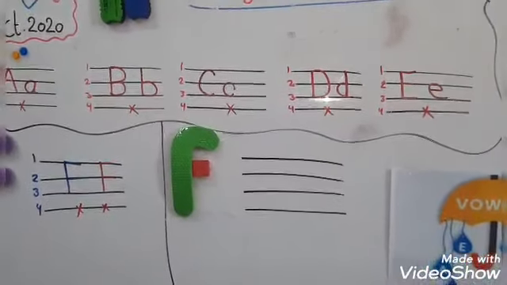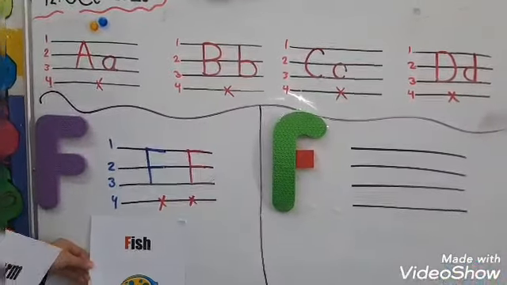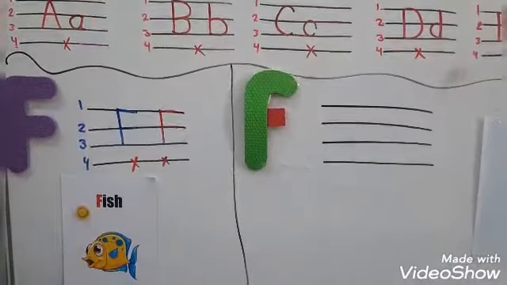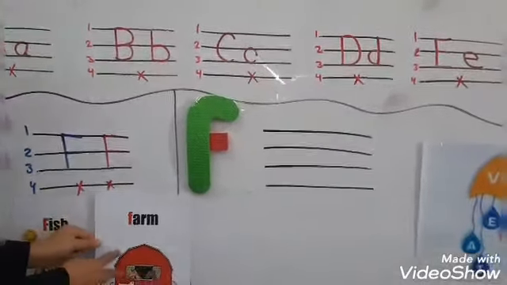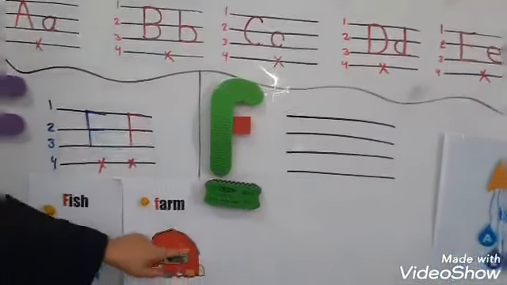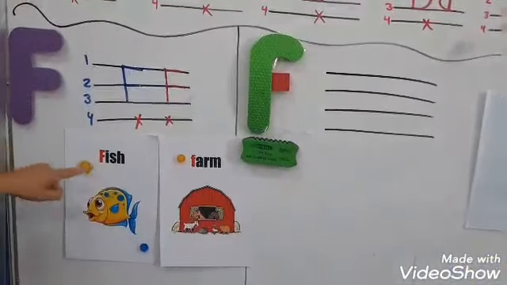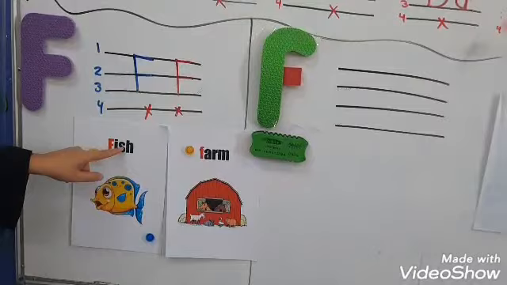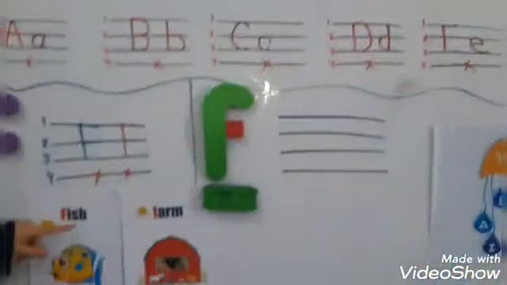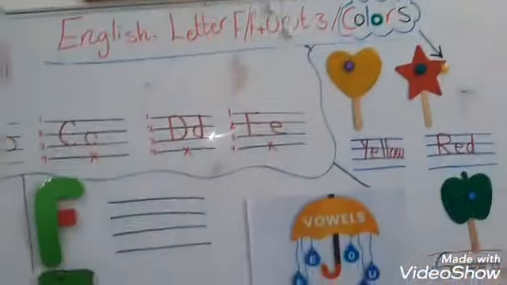The related words are fish, yellow fish, farm, red farm, fan. Fish, farm, fish, farm, fan. Excellent, excellent, my kids.